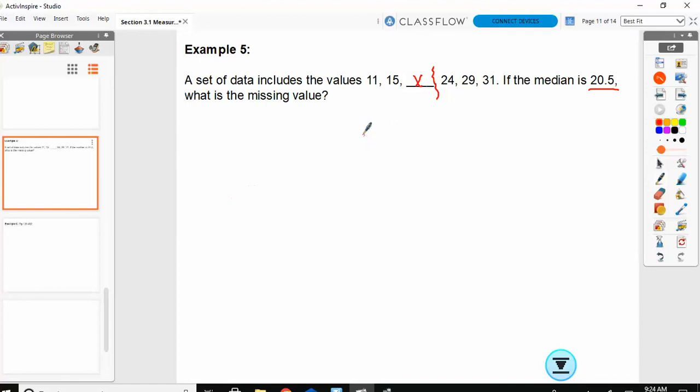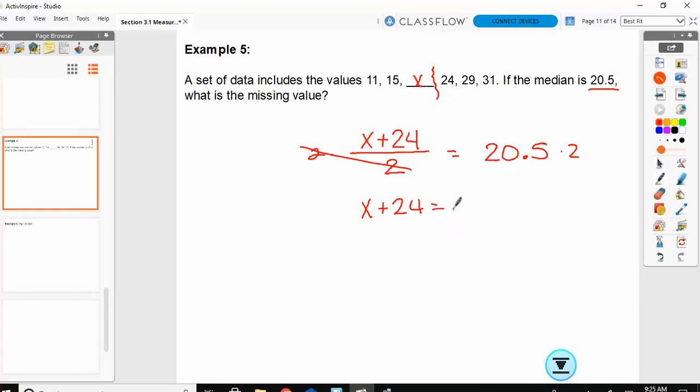So that means whatever that missing value was, plus 24, divided by 2, equals 20.5. Is this an equation you could solve? Yeah, multiply over your 2. Subtract your 24. And we get a missing value of 17.